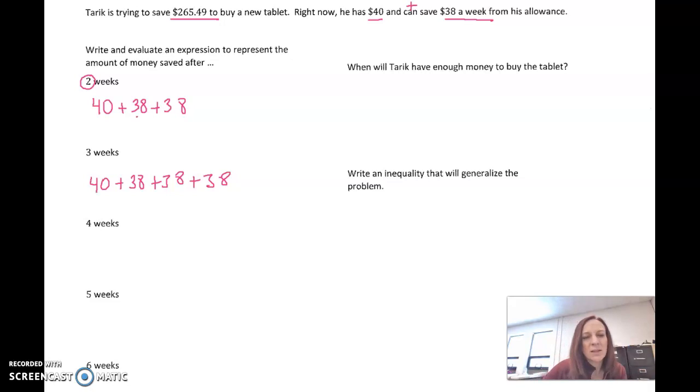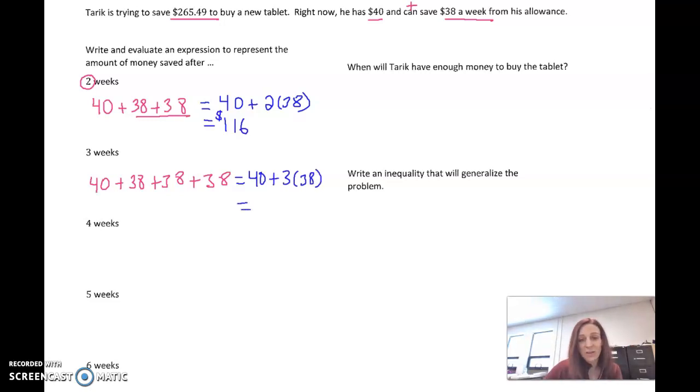So notice if we have repeated addition, that's multiplication. So I could say 40 plus 2 times 38. And if you grab a calculator, that's equal to $116. Okay, so he saved $116. Same thing here, but I could say that this is 40 plus 3 times 38. And if you type that into a calculator, it's $154.